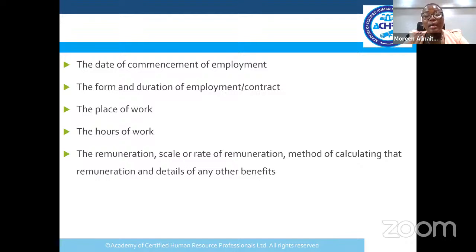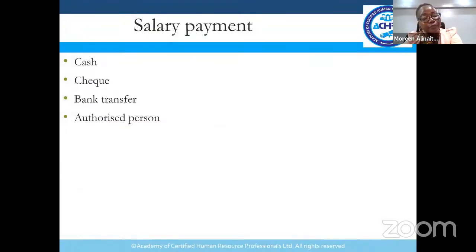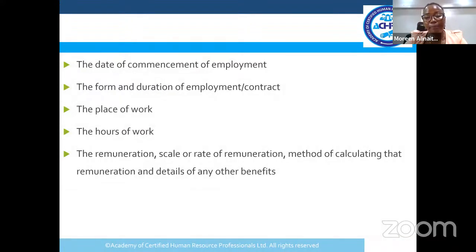All right. And then it should also include benefits. What do they get apart from their salary, apart from their remuneration? Is there anything else that you will be giving them as an employer apart from their salary? You should also discuss that.